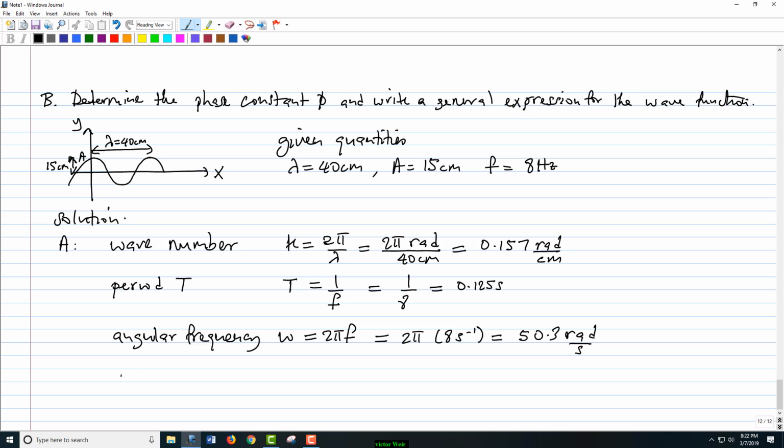And the speed of the wave, v, is equal to lambda times f. So we have 40 centimeters multiplied by the frequency of 8 hertz, which is 8 per second, and that gives us 320 centimeters per second. Part B is to determine the phase constant phi and write a general expression for the wave.